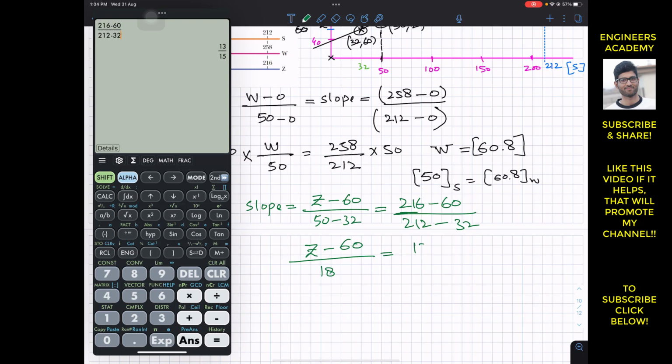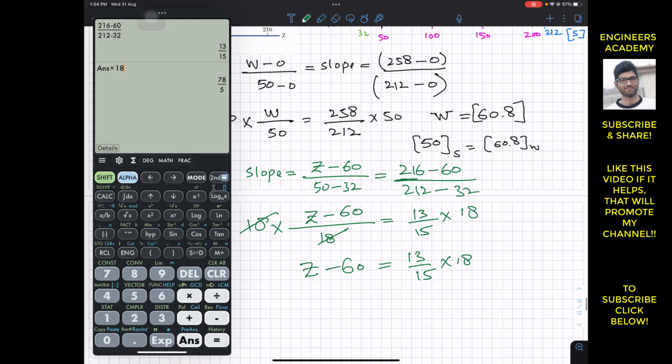This gives us 13 divided by 15, and if we multiply both sides of the equation by 18, this will cancel out, and we will have z minus 60 equals 13 divided by 15 multiplied by 18. Now let's multiply 13 divided by 15 by 18. This gives us 15.6. So z minus 60 is equal to 15.6.